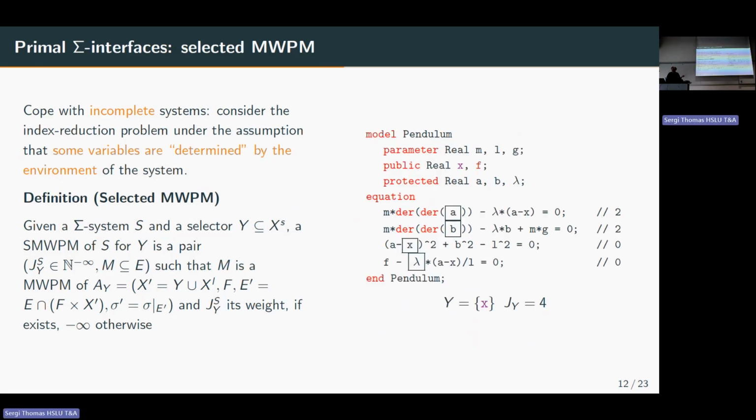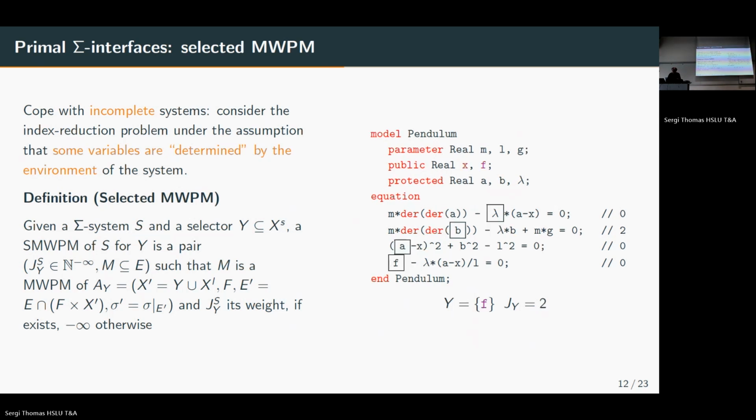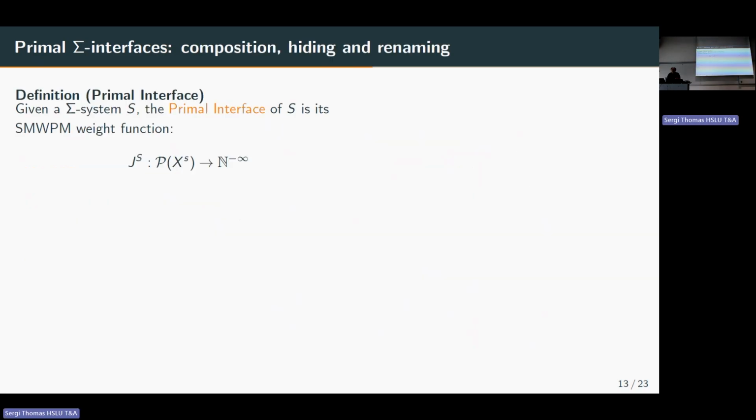And so for the pendulum, you have only two possibilities. For the selector X, you have a maximum weight of 4 for matching, and the matching is shown there. And for the selector F, we have a maximum weight of 2. And the two other possibilities admit no selected perfect matching.